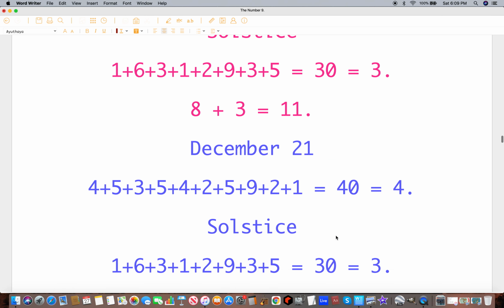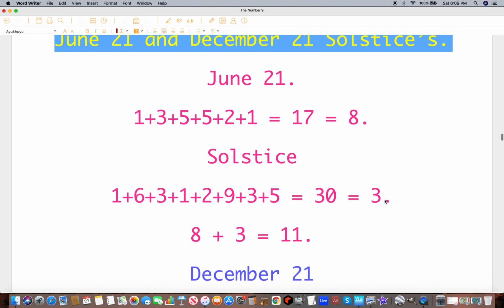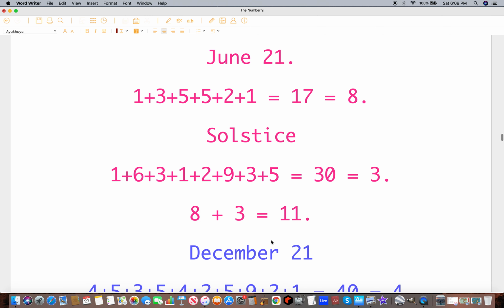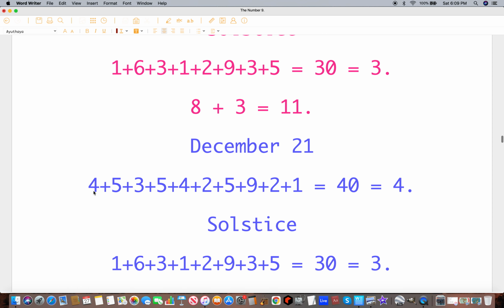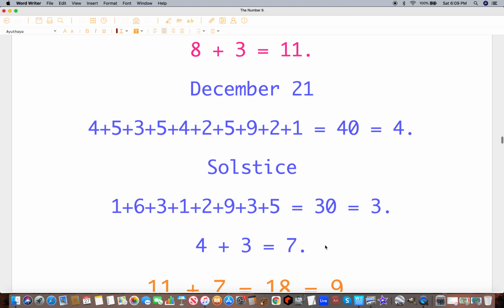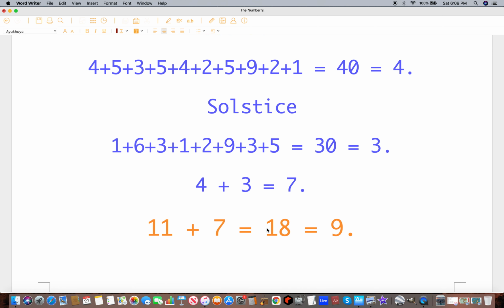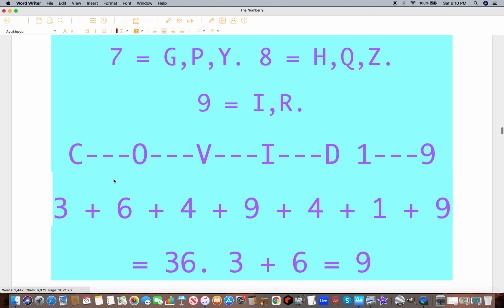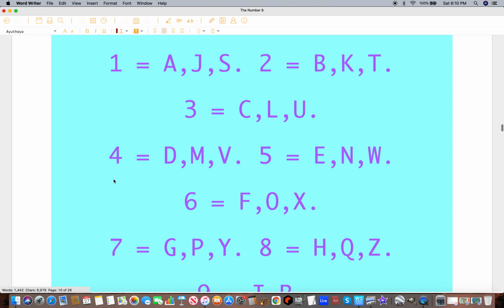And the word solstice. Yeah, the word solstice adds up to 3. Okay, so I'm doing June 21st and the word solstice. So this is June 21st, and this is the word solstice. Okay, and that all came to 11. Now we did the same for December 21st and the word solstice, and that came to 7. So 11 plus 7 equals 18, and 18 adds to 9. Sorry, I meant to make that clearer. So when I showed this earlier, you can go back to this and get the letters to the numbers.